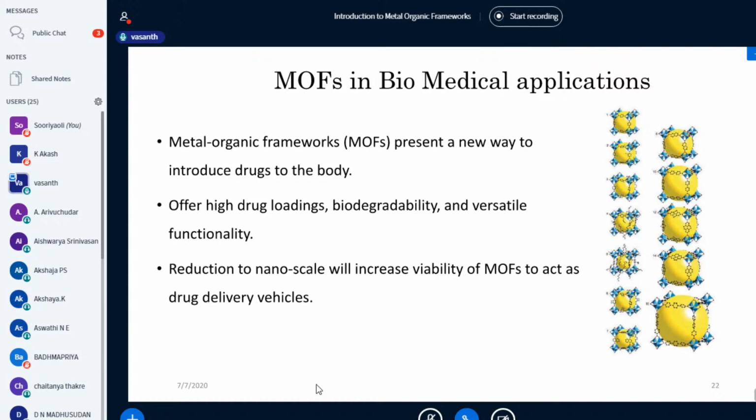So these metal organic frameworks can act as a loading material for the drugs, and they can deliver them. We can fine-tune the chemical properties in such a way that it goes to a particular spot and then delivers the drugs. These metal organic frameworks can be designed so that they are biodegradable and non-harming to human beings.